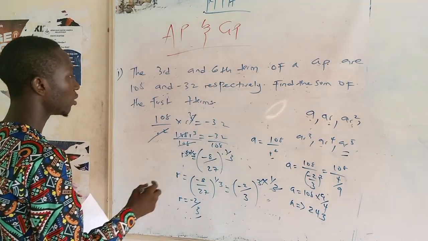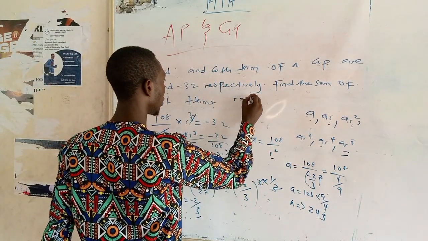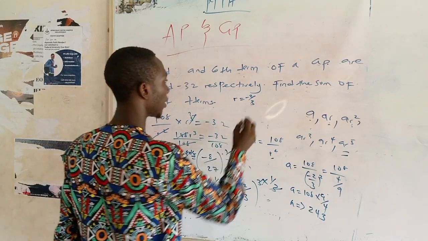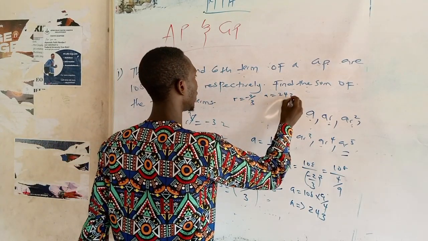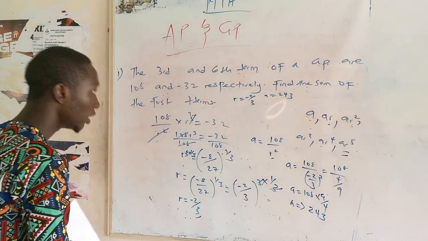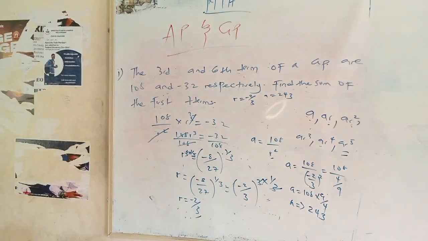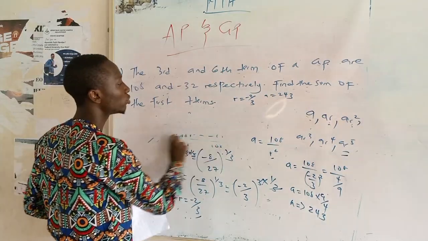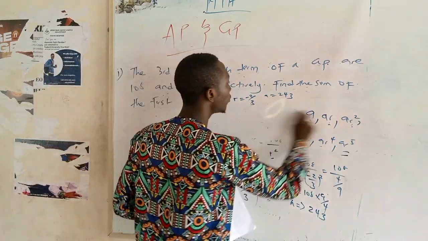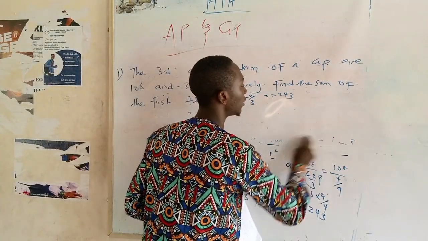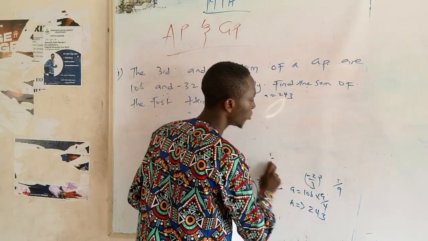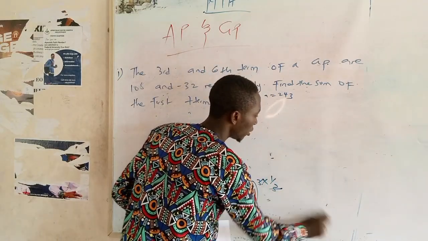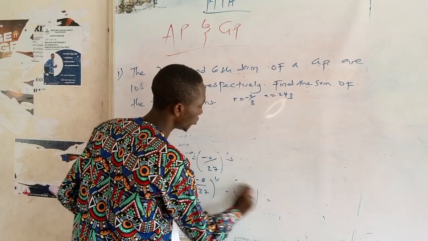So take note, my common ratio R is what? Minus 2 over 3. And my first term is what? 243. So I've gotten the two valuable terms I'm looking for. So the next thing I'm going to do is to solve the question I'm asked to solve. Find the sum of the first 7 terms, which is also very, very easy to do.